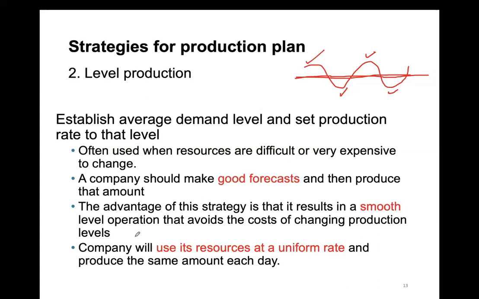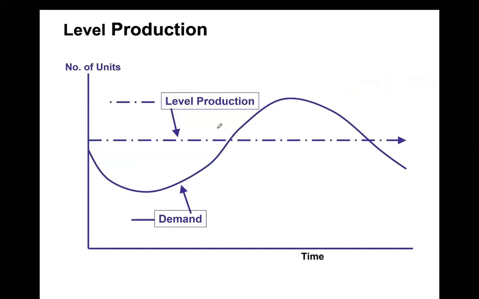Accordingly, in this strategy, the company will use its resources at a uniform rate. This is the graph for level production strategy. The continuous line represents demand, and this broken line represents the level of production. So when we compare it with chase strategy, we know that in chase strategy, the production level also changes with demand level like this one. However, in level production strategy, there is a single level that is produced throughout.